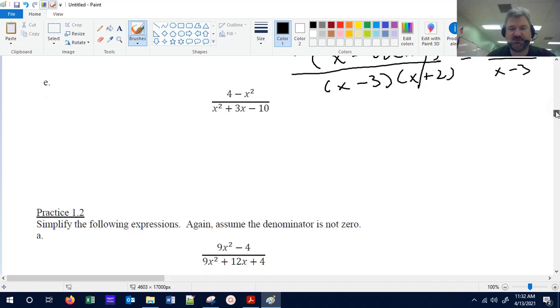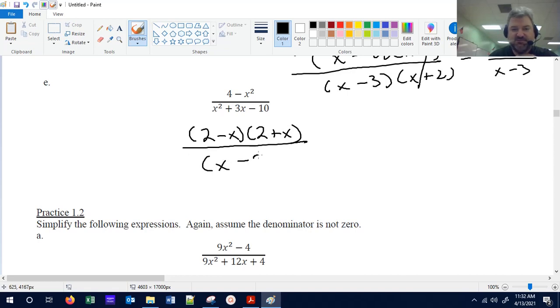All right, let's try letter E. The numerator factors as 2 minus x, 2 plus x. And the denominator will factor as x minus 5, x plus 2. No, that's not right. Sorry, it should be an x plus 5, shouldn't it? x plus 5, then x minus 2.